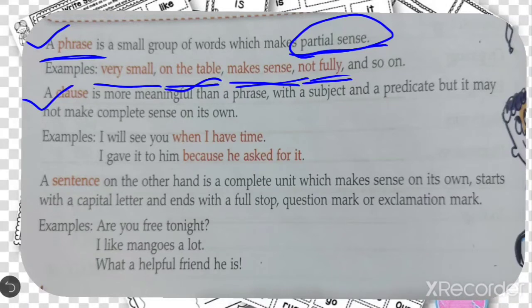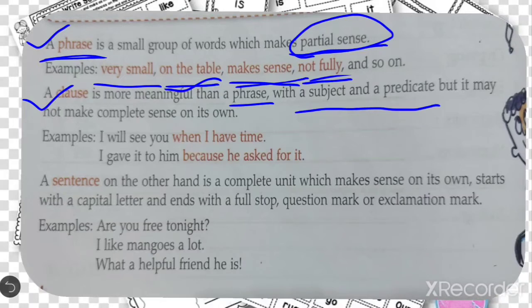What are clauses? A clause is more meaningful than a phrase. A phrase, as we have seen, is a group of words with incomplete meaning. But clauses are more meaningful than phrases. You can easily understand the meaning with a subject and predicate, but it may not make complete sense on its own. Here the subject is there, the predicate is there, but you will not get the complete meaning. It's better than a phrase. You can understand something but not a complete sense.